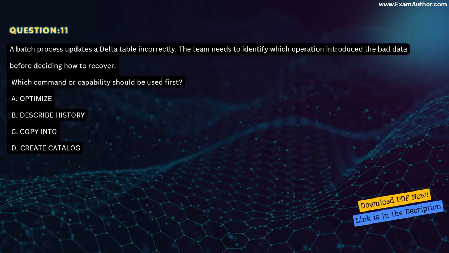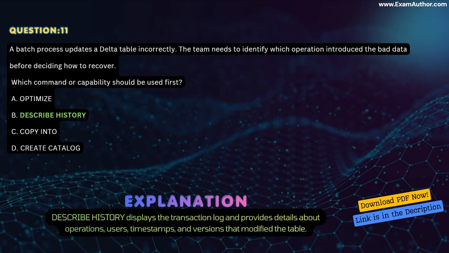Question 11. A batch process updates a Delta table incorrectly. The team needs to identify which operation introduced the bad data before deciding how to recover. Which command or capability should be used first? A. Optimize. B. Describe history. C. Copy into. D. Create catalog. Correct answer: B. Describe history. Explanation: describe history displays the transaction log and provides details about operations, users, timestamps, and versions that modified the table.